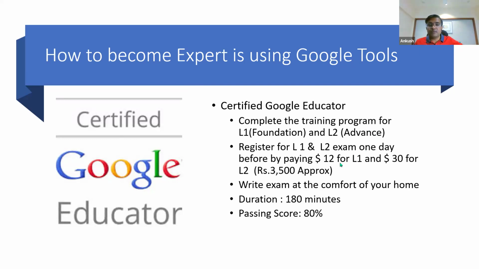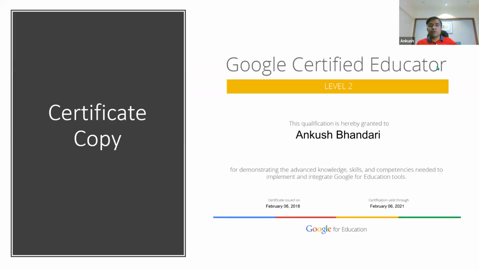You can register for the exam for level 1, level 2 one day before by paying. So nearly about 3,500 is the examination fee for both level 1 and level 2. You can write the exam at the comfort of your home, and the duration of the exam is 180 minutes, and the passing score is 80%. And you'll be getting a certificate like this, Google Certified Educator.